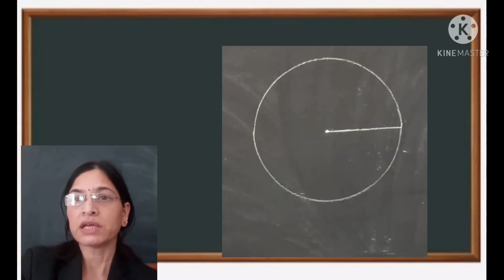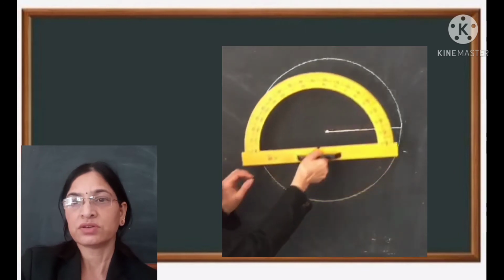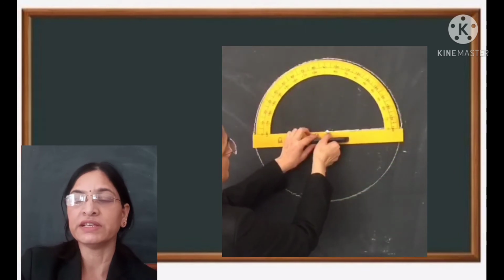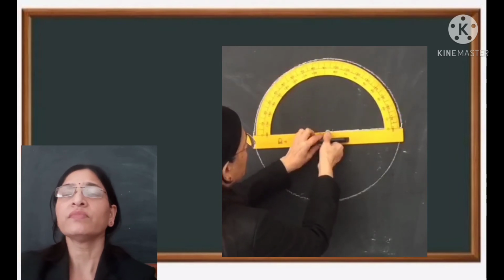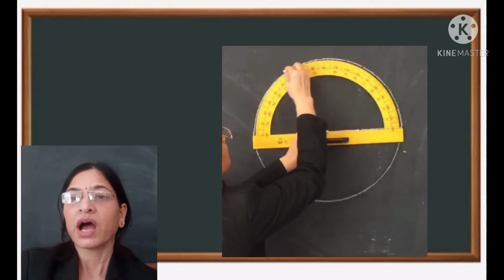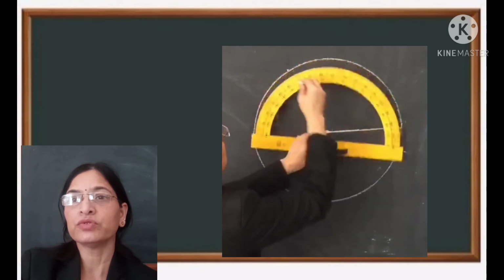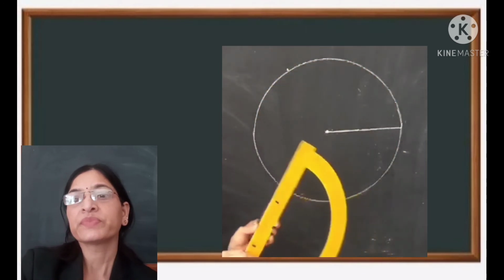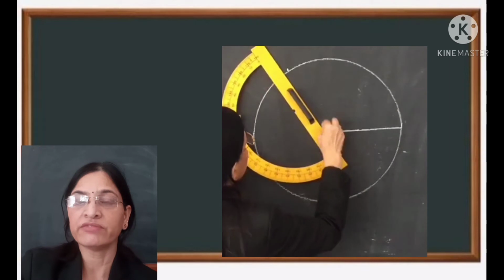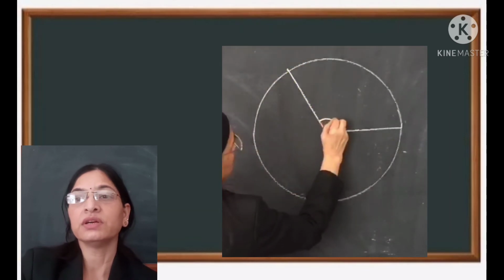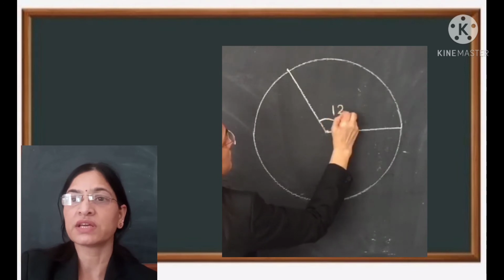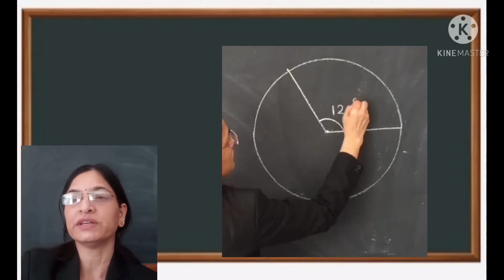To draw the pie chart, first draw a circle of any radius. Draw its radius. Now come to the highest, the biggest value, that is 120 degree. So first of all we will take 120 degree, draw an angle of 120 degree which will be the sector of the circle of 120 degree.